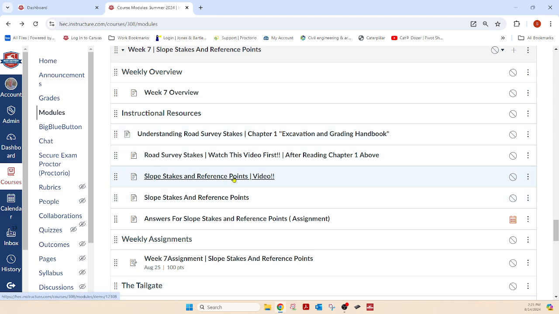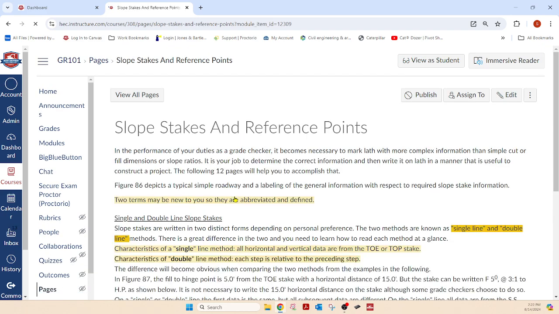Slope stakes and reference point video. Don't watch that yet. Read this, watch this, wait for that. I'll have it up probably tomorrow. Today being, I'm not sure, but I think it's Wednesday. And then we have slope stakes and reference point, which is, let me look at that before I say read this or don't read.